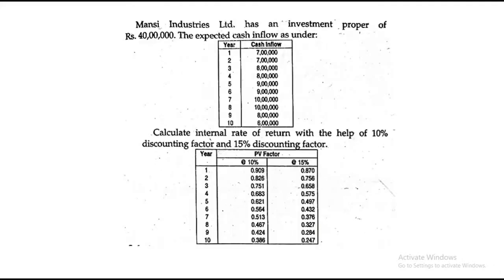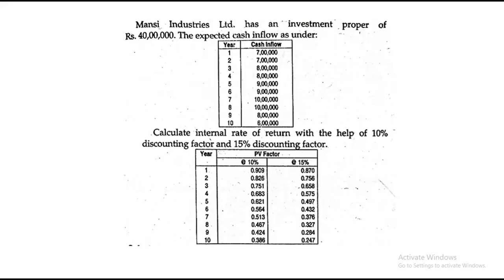Mansi Industry Limited has an investment proposal of 40 lakhs. The expected cash inflow is as under. So the initial cost or the initial investment is 40 lakhs. That is cash outflow. The expected cash inflows are given: 7 lakhs, 7, 8, 8, 9, 9, 10, 10, 8 and 6. So 10 years of cash inflows are given.